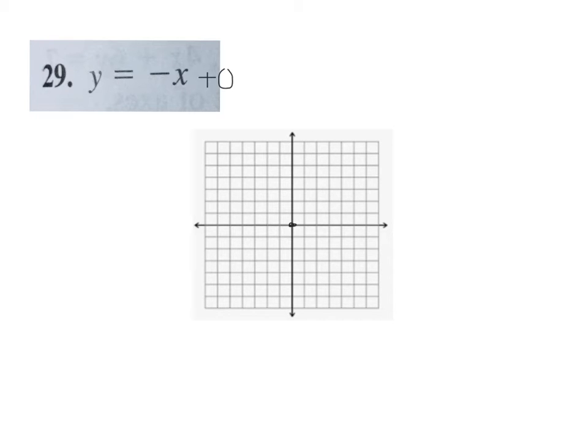Well, we can make ourselves a little table of possible values to substitute in for x to find the corresponding y. And so I like to call this a little t-table. So I already know that when x is 0, y is going to be 0, because when I substitute 0 in for x, I'll have negative 0 is equal to y, which is 0.